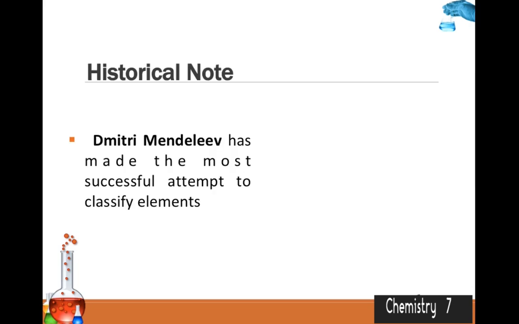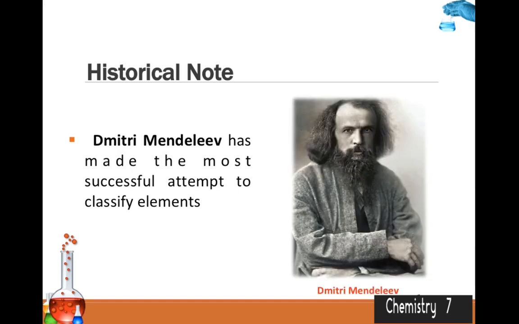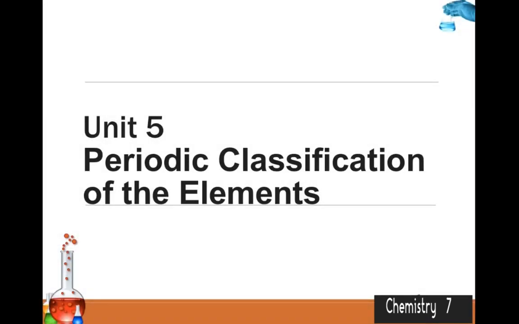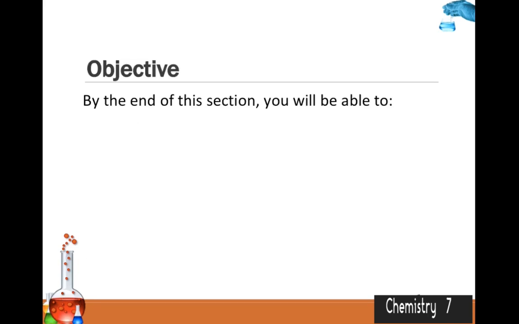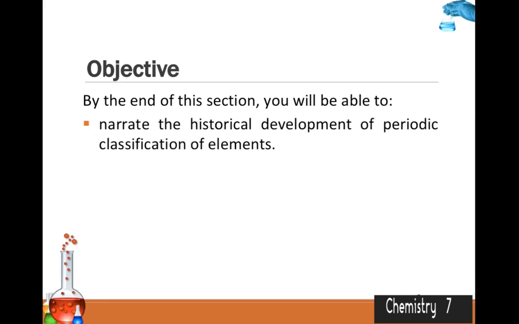But first, a historical note. Dmitri Mendeleev has made the most successful. Subunit 1, the historical development of the periodic classification of the elements. By the end of this subunit, you will be able to narrate the historical development of periodic classification of elements.